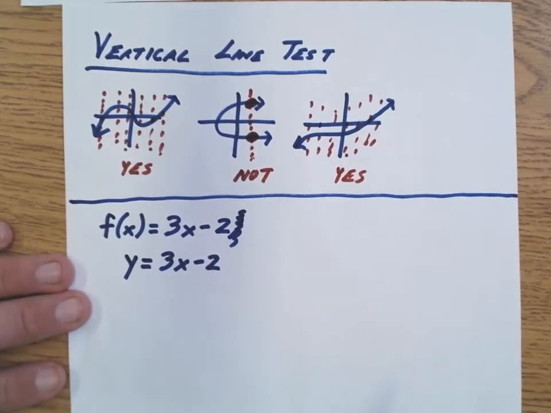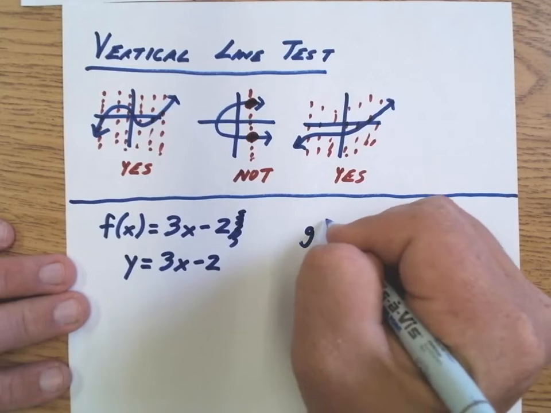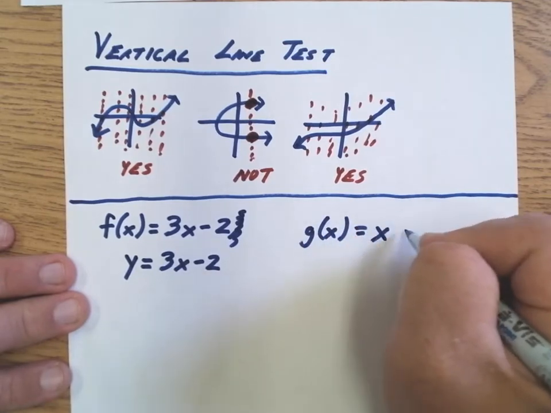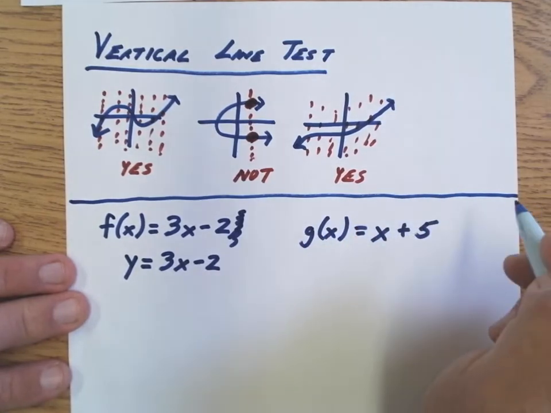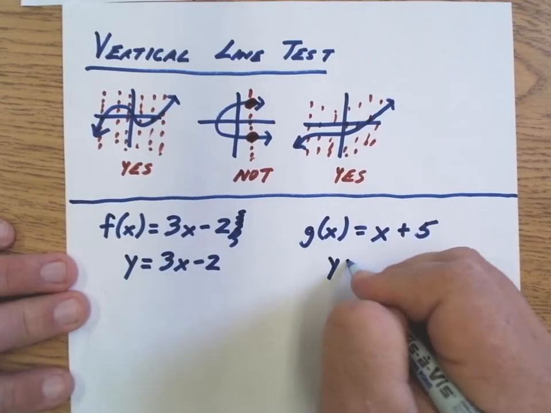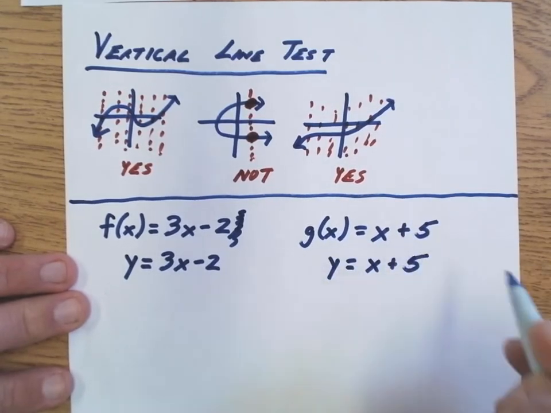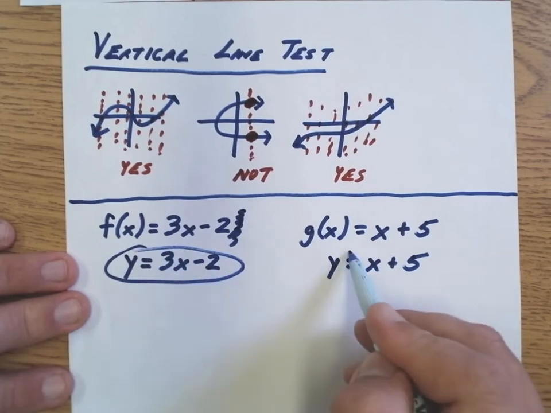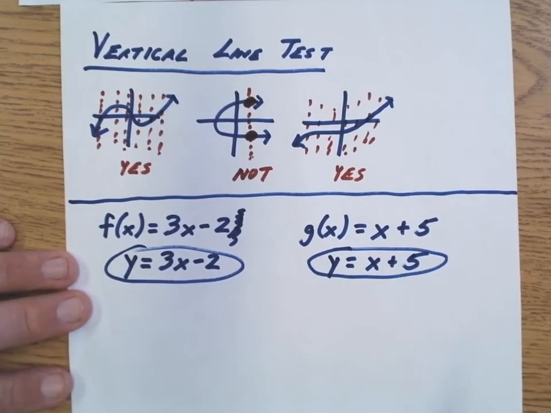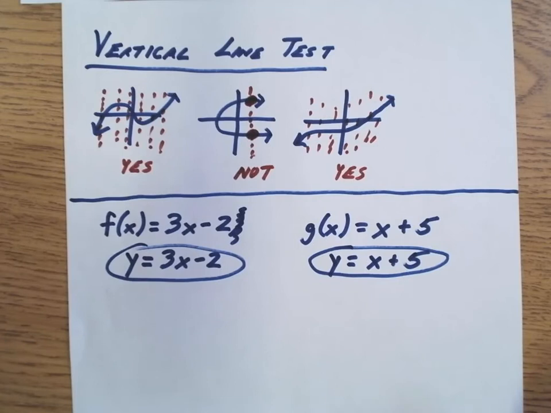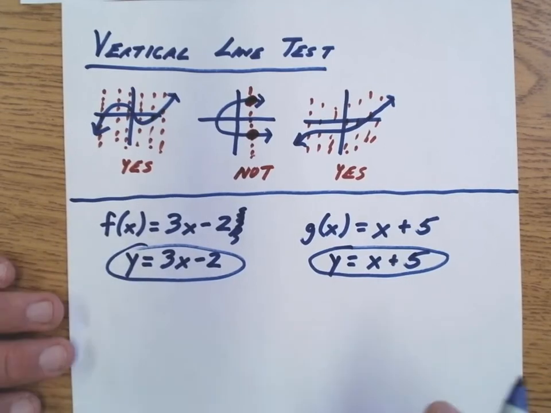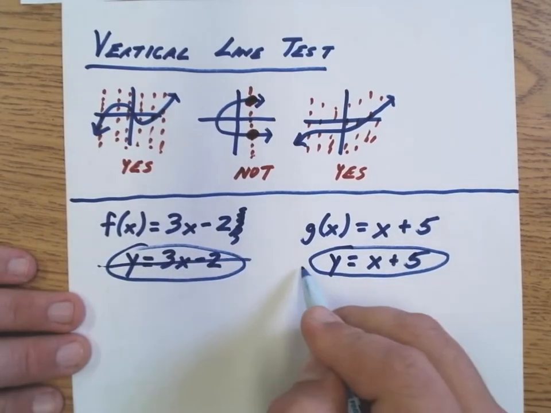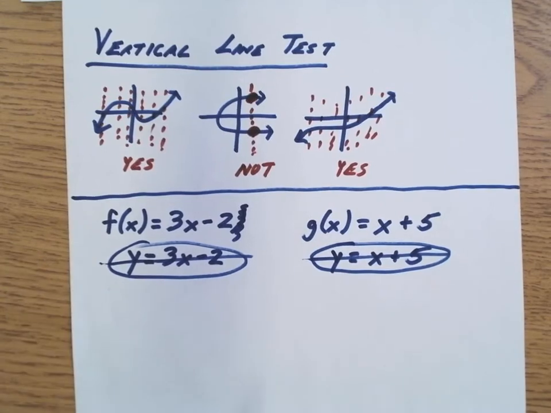Now I'm going to write another function. g of x equals x plus 5. Now, g of x is also the same as y. Notice you can get really confused because we have something that's a y and something that's also a y. Which one are we talking about? That's why we use f and g and other letters. Just understand f of x and g of x is y.